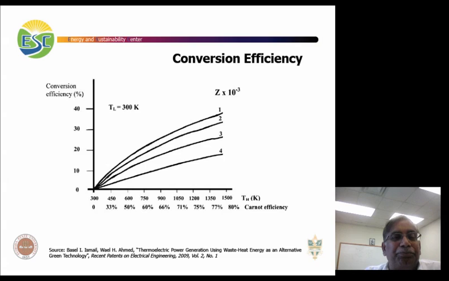Now you can see this is, for example, the hot temperature. This is the total conversion efficiency of the system, and the TL is 300 K, and the T hot is this. Now you look at these values for different values of Z, and you can see how sensitive the conversion efficiency is. So the conversion efficiency is a very, very strong function of these material properties, or the figure of merit, which is given by this quantity right here. So people are trying very hard to figure out materials which have higher and higher values of Z.